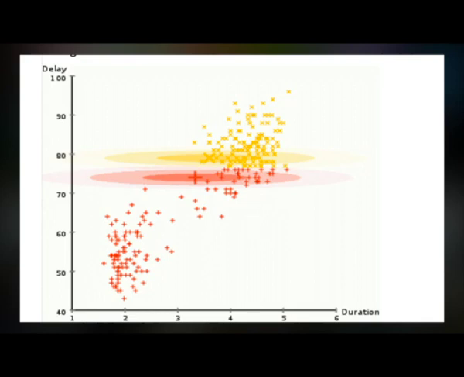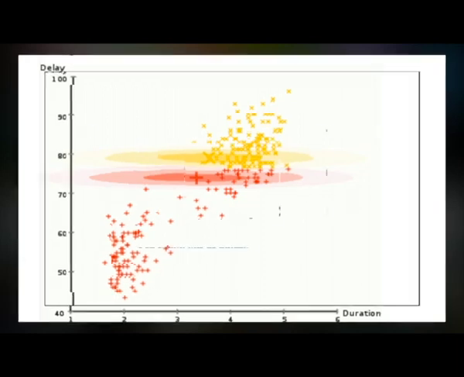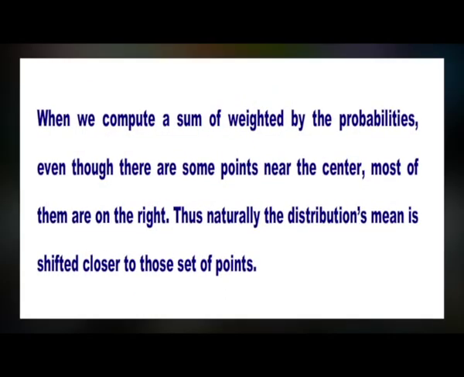The distribution will start off randomly on the first iteration, but we can see that most of the yellow points are to the right of that distribution. When we compute the sum weighted by the probabilities, even though there are some points near the center, most of them are on the right. Thus, naturally the distribution's mean is shifted closer to that set of points.